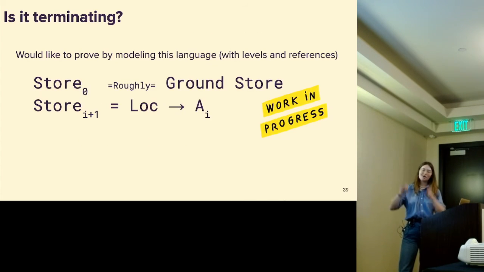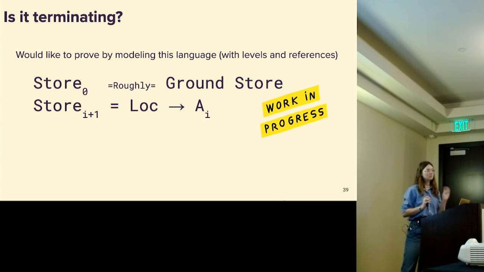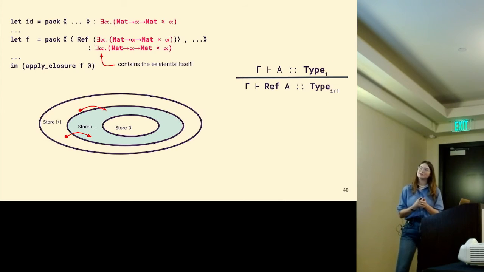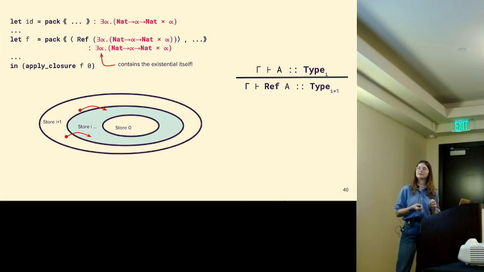Okay, so given all this information, is our language actually terminating? This is still work in progress, but the intuition is that we'll proceed by induction on these store levels, and that we can roughly equate store 0 to be a ground store, maybe through some sort of neat defunctionalization trick as well. Okay, just to sum up, so we took a long look at Landin's knot and found some observations.